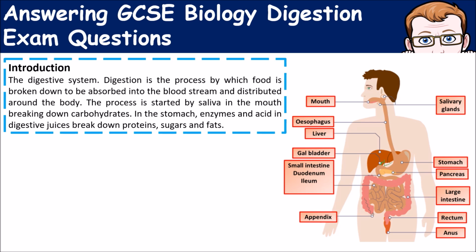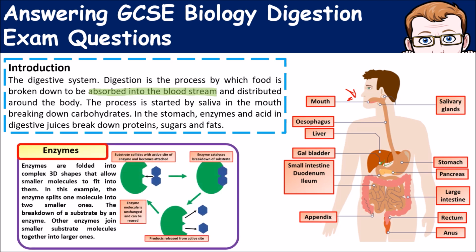This question is about the digestive system. Before we look at the question, I want to remind us of a few key things. The digestive system is absorbing things, so nutrients, into the bloodstream. It starts in the mouth, where we have saliva. Saliva contains amylase. Amylase is an enzyme and it works at pH 7. We'll look at that again in a minute.